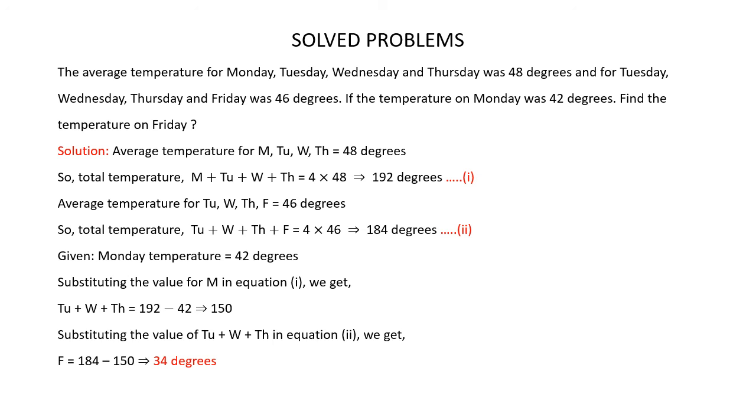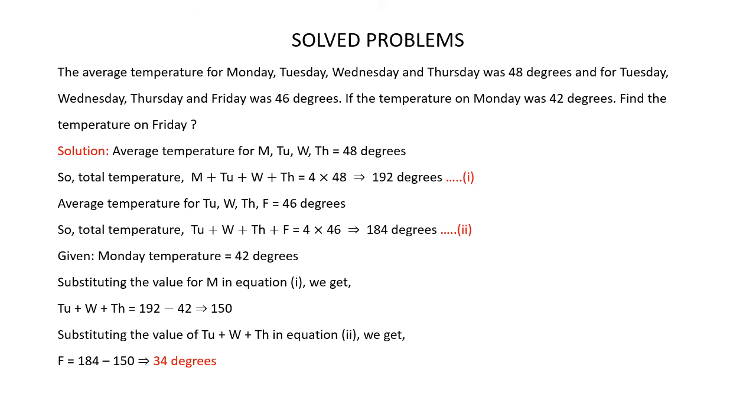Now it's given that the average temperature for Tuesday, Wednesday, Thursday and Friday is 46 degrees. So total temperature is equal to number of days, which is 4 here, multiplied by the average temperature, which is 46 degrees. So total temperature of Tuesday plus Wednesday plus Thursday plus Friday is equal to 4 multiplied by 46, which is 184 degrees. This is the second equation.